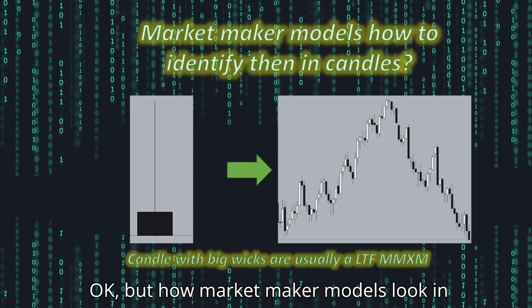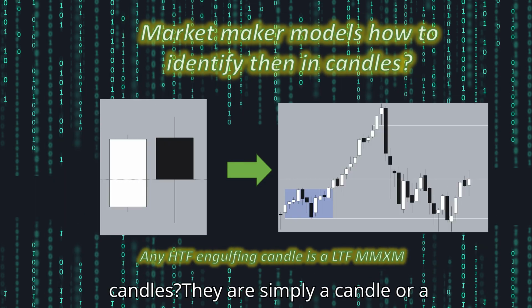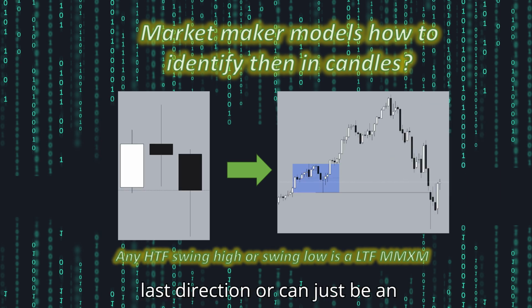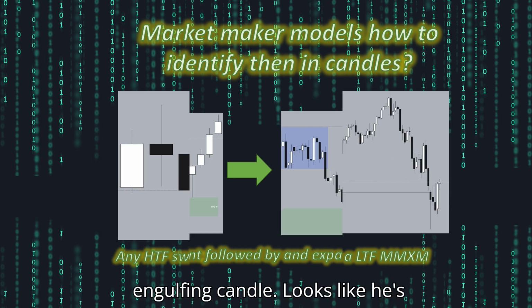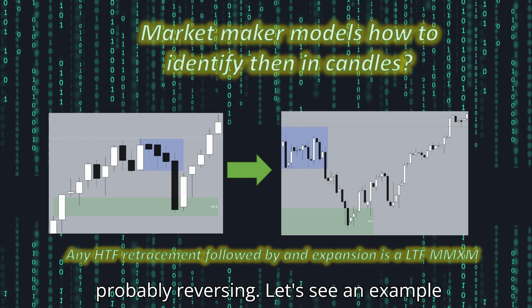Okay, but how do market maker models look in candles? They are simply a candle or a group of candles that are opposite to the last direction, or can just be an engulfing candle that looks like it's probably reversing. Let's see an example here.